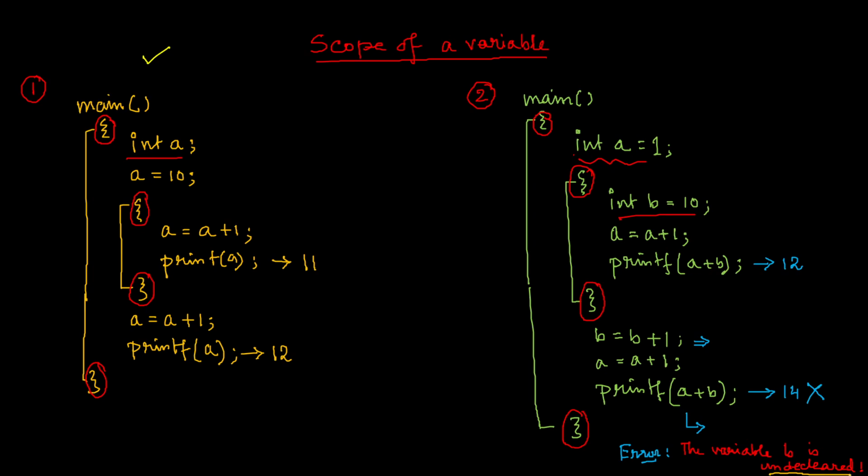Because when you write or access a line something like this, what does the computer have to do? The computer has to access the content of B. Unless that, it cannot increase. But this access is not authorized because the scope of B is limited within the inner scope only.